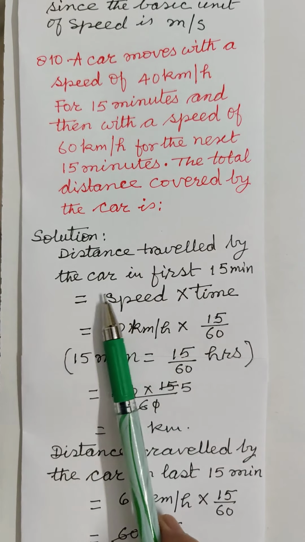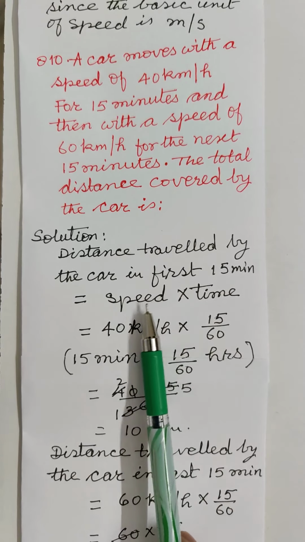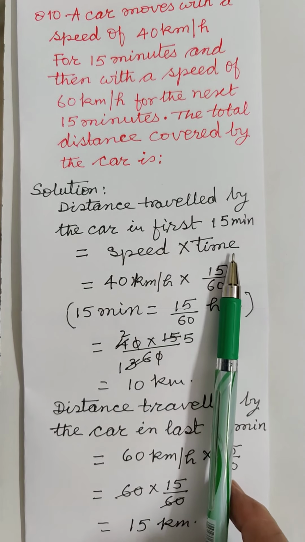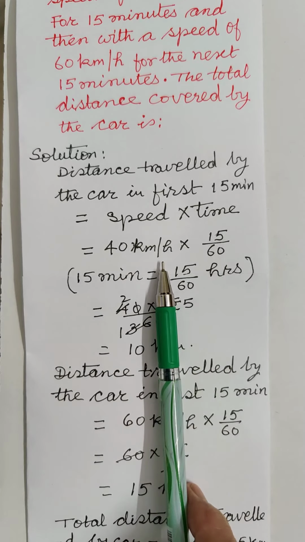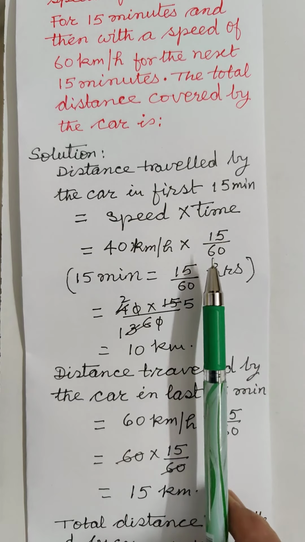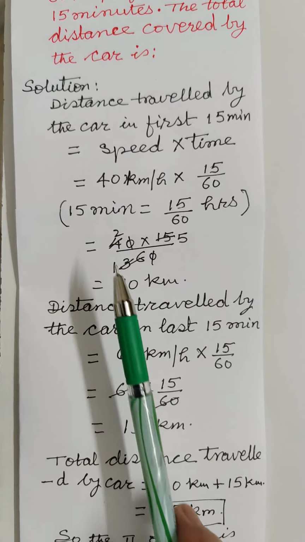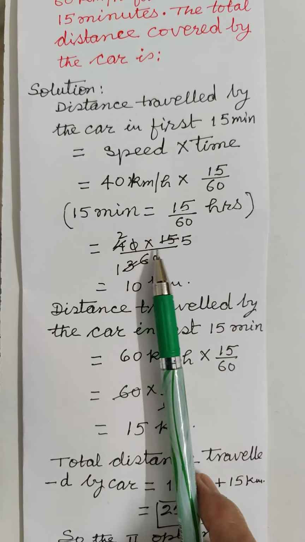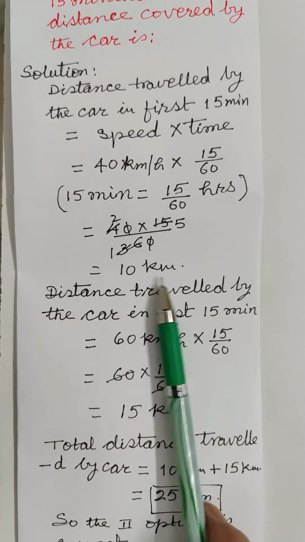Solution. Distance travelled by the car in the first 15 minutes is equal to speed into time. Speed is 40 km per hour. Time taken is 15 minutes. So we shall turn this into hours. 15 minutes is equal to 15 upon 60 hours. And reduce this. After reduction we shall get 10 kilometers.